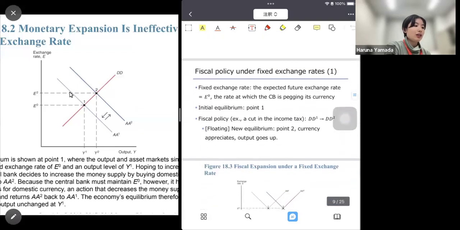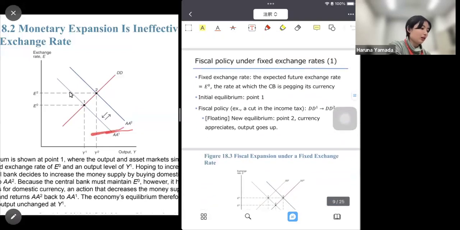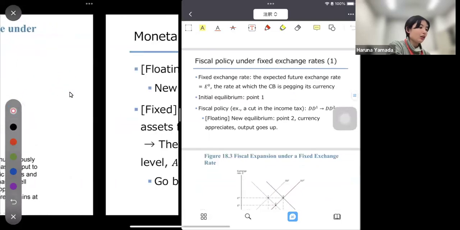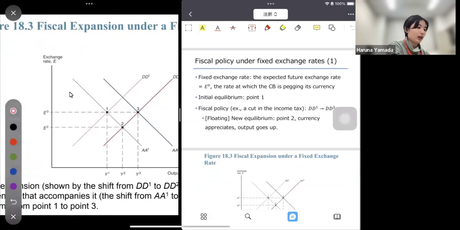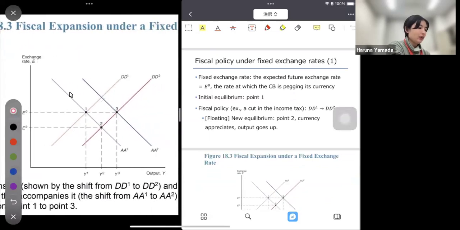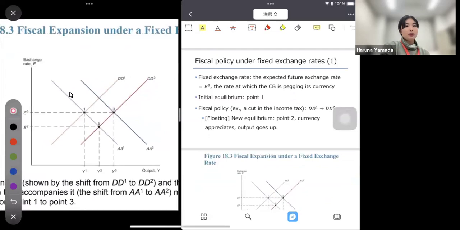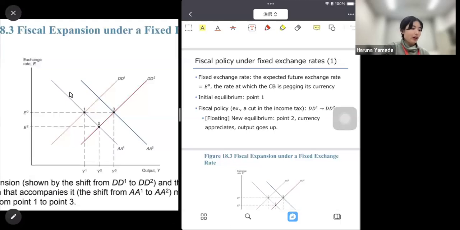Then how about fiscal policy? Let's move on to this slide. Again, on the left graph, the vertical axis is the exchange rate and the horizontal axis is output. There are two lines, DD and AA. The initial equilibrium is point 1 here.